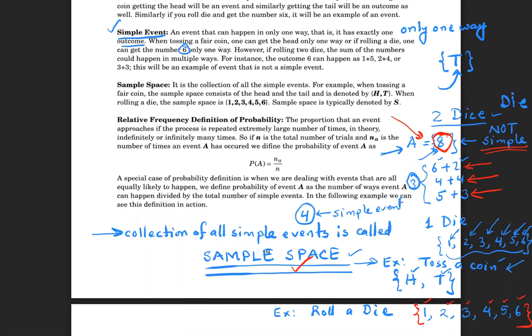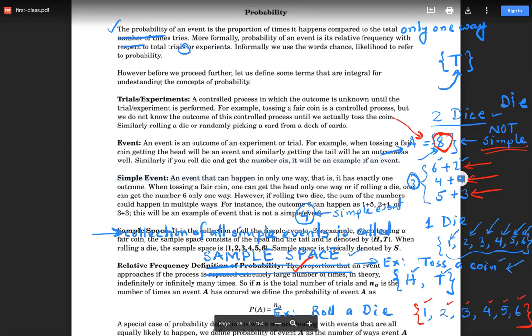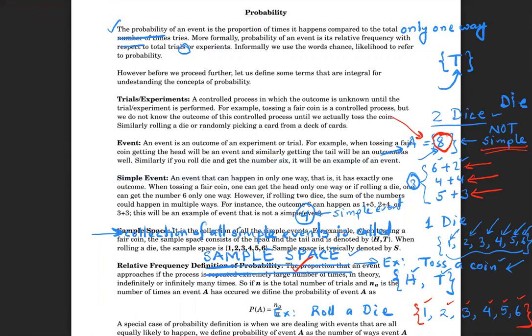So, having said that, is everybody okay with all these definitions? We discussed a few things. We discussed the definition of probability, which is the relative frequency definition. We talked about trials or experiments. We talked about events. Then we talked about simple events. We talked about sample space. So there are 5 different things we talked about.